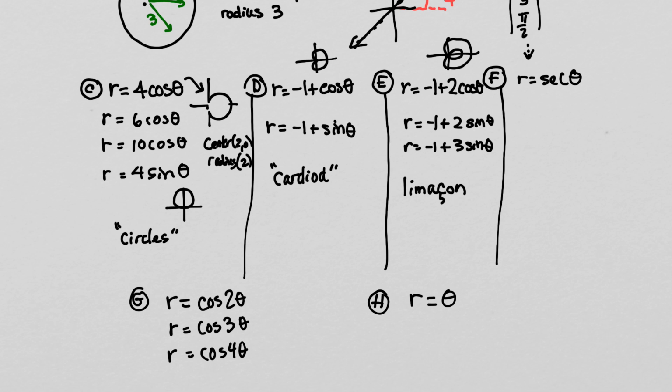What happens with r equals theta? What do you get when you type r equals theta? It's a spiral, right? r equals theta gives you a really cool spiral. How about cosine 2 theta? What does that give you? It gives you a 4-leaf clover. Sine 2 theta also gives you a 4-leaf clover.